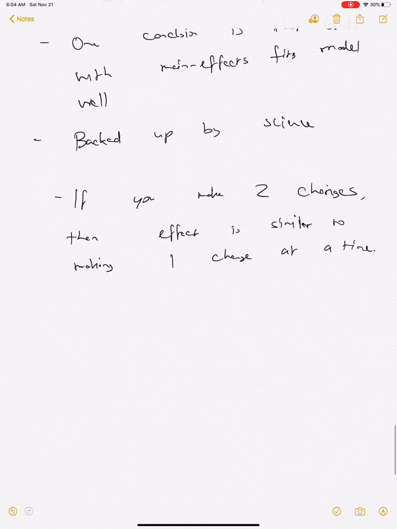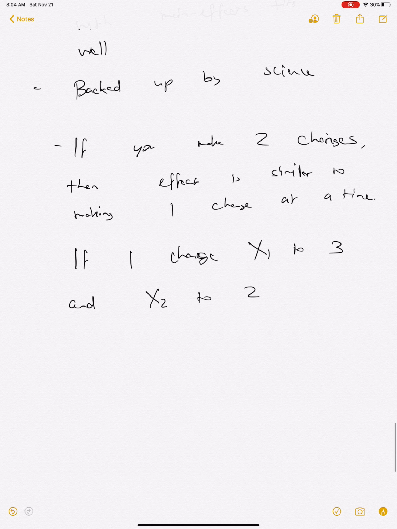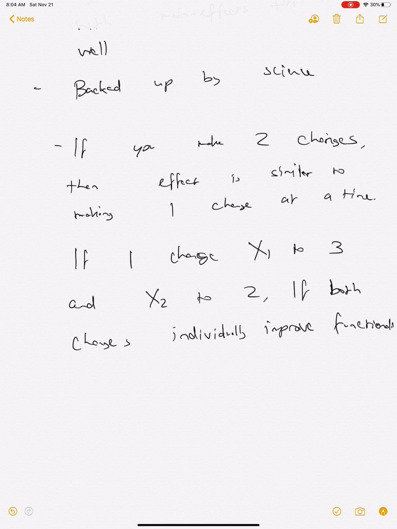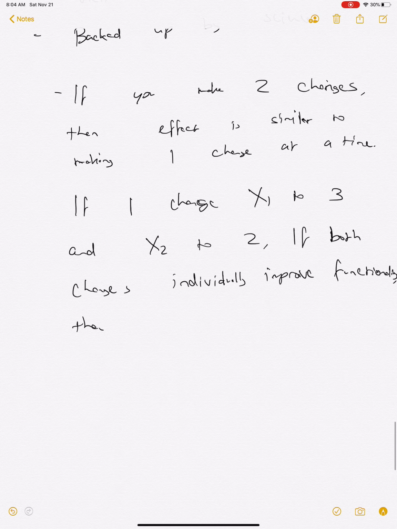And so what that means is that if I change x1 to 3 and x2 to 2, if both changes individually improve functionality, then if you put them together, they are likely to jointly improve functionality.